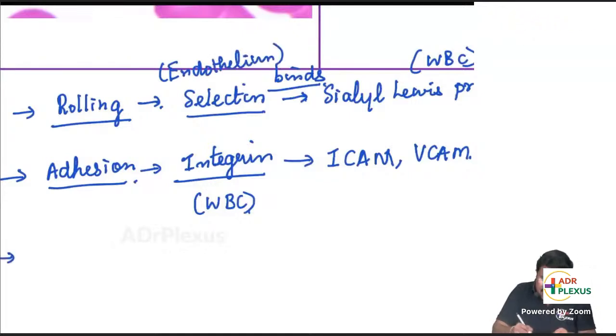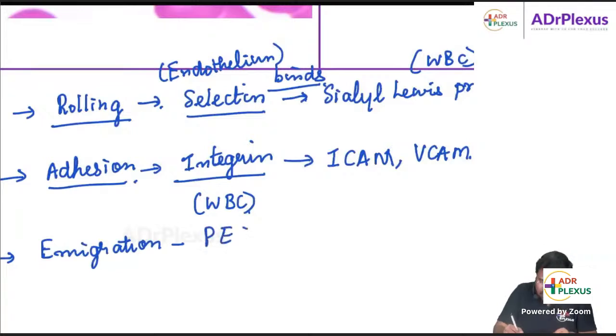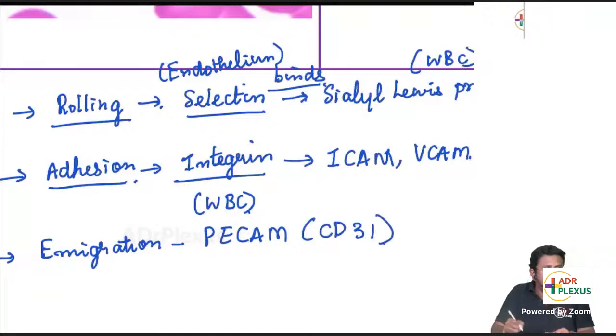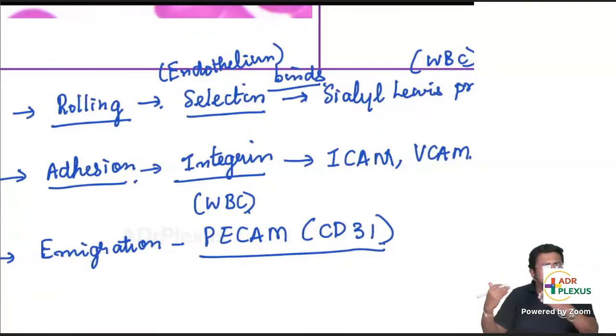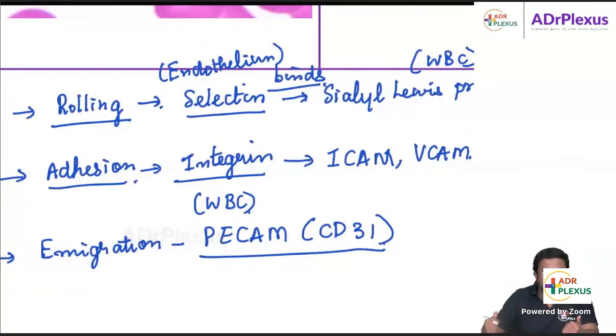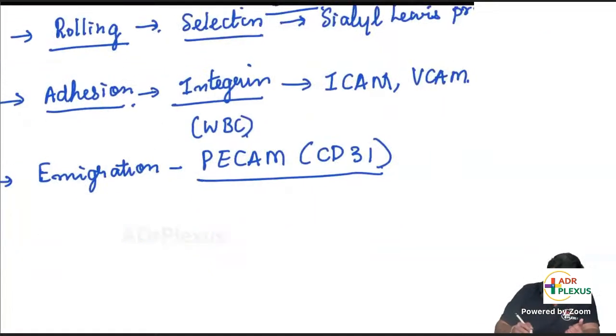Then for transmigration, which is needed? Yes, PECAM. Which CD marker? PECAM has CD31. So what is the disease if any of this process is not occurring properly? If any of these proteins is defective, what disease can you get? Yes, you can get LAD. LAD is nothing but leukocyte adhesion deficiency.